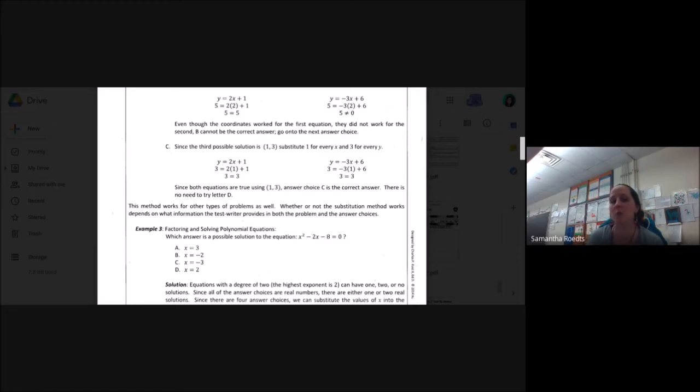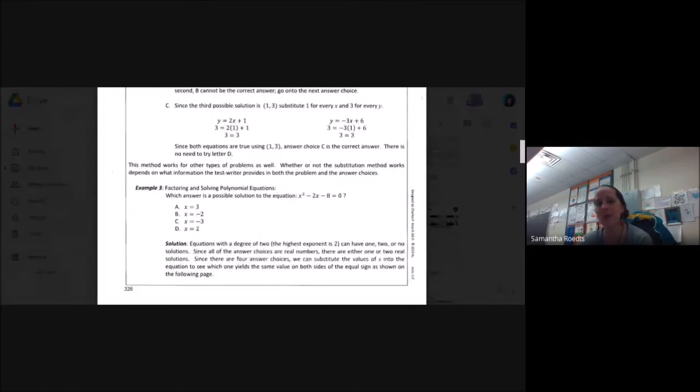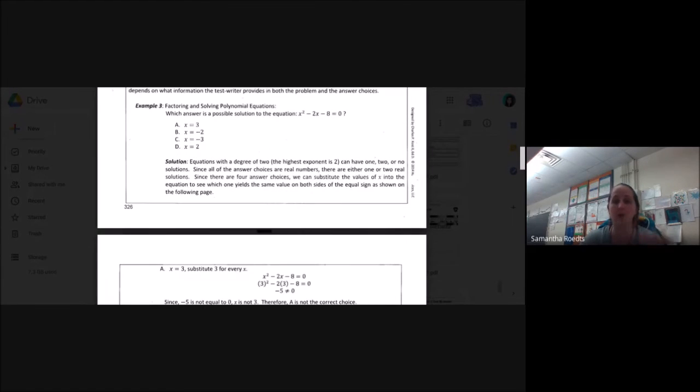Whether or not the substitution method works depends on what information the test writer provides in both the problem and the answer choices. So for example 3, factoring and solving polynomial equations, which answer is the possible solution to the equation x squared minus 2x minus 8 equals 0? Okay. So equations with a degree of 2, the highest exponent is 2, can have 1, 2, or no solutions. Since all the answer choices are real numbers, there are either 1 or 2 real solutions. Since there are 4 answer choices, we can substitute the values of x into the equation to see which one yields the same value on both sides of the equal sign as shown on the following page.